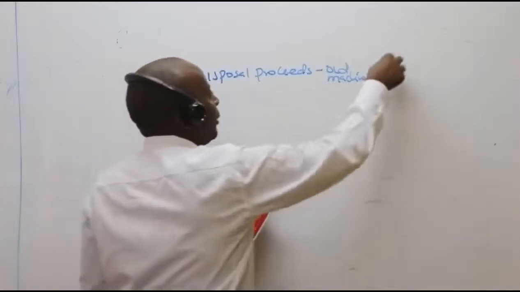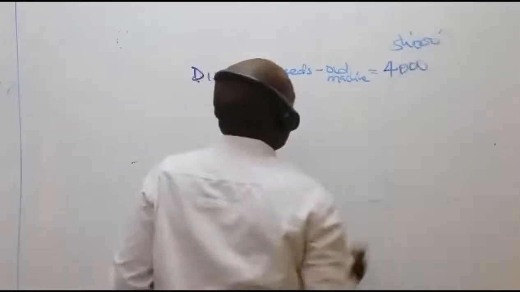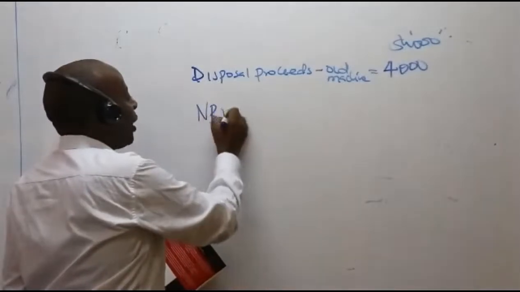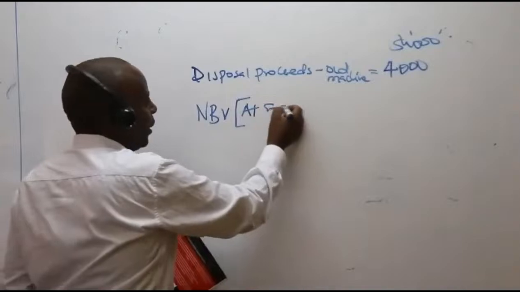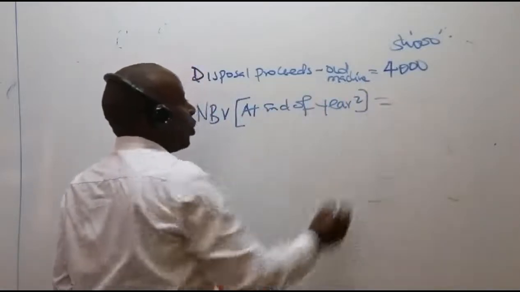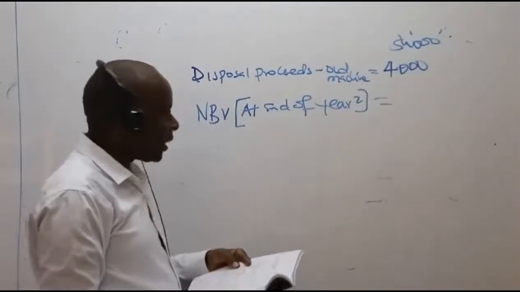So 4 million. Let me put my figures in thousands like that. Now I'll come and compare this with the net book value of this machine. Remember, this is at end of year 2. So at end of year 2, what do we have? Have they given us this net book value?